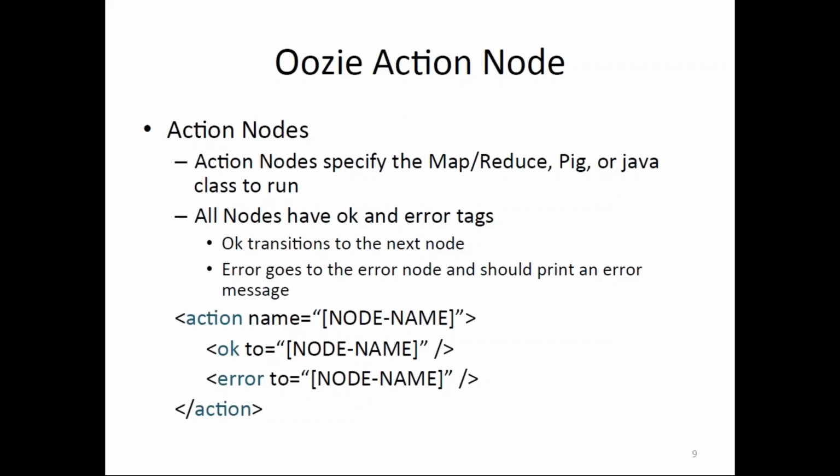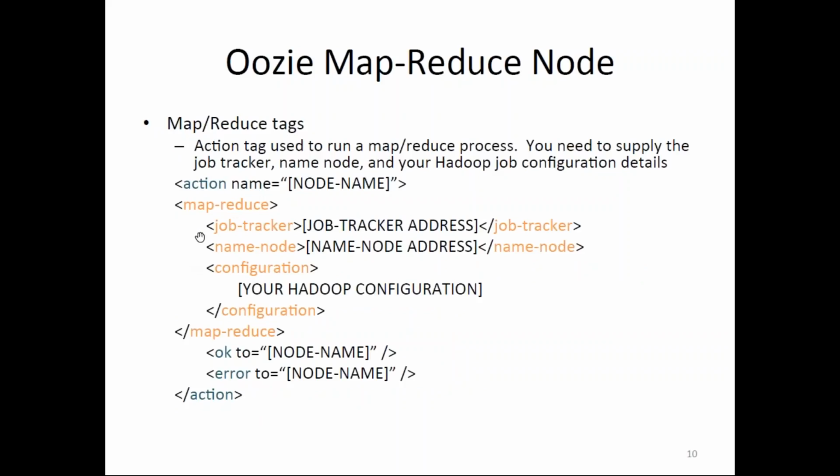So this is an example of a MapReduce action node. In this MapReduce action node, we are simply giving the job tracker address, name node, and some Hadoop related configurations. If this node completes successfully, it will go to the OK node, which is the next step. If it has some issue, it will go to the error node. Like that, you can cascade. After this MapReduce, the OK step goes to a Pig node, and that goes to some other node. So you can create a cascading effect.